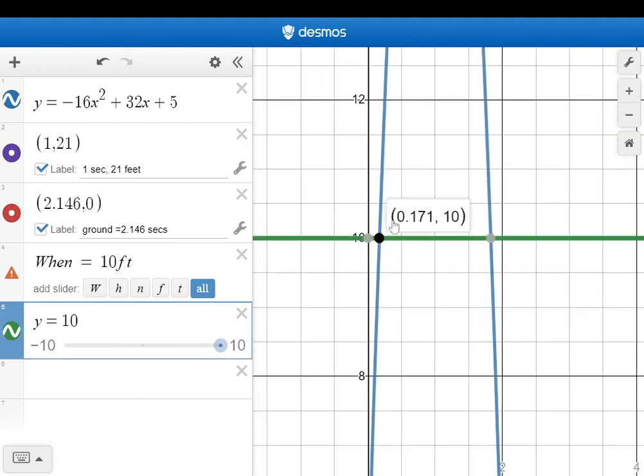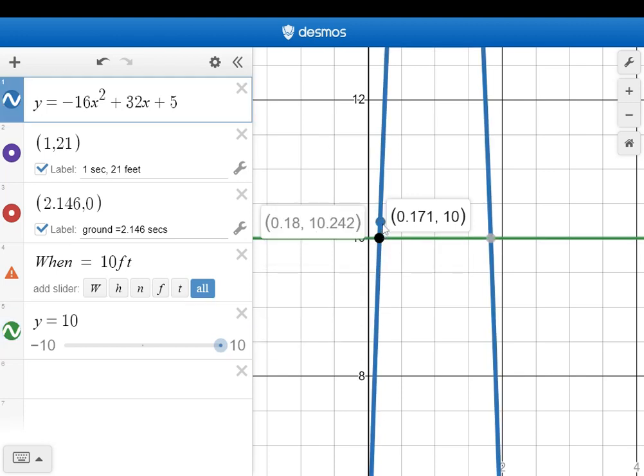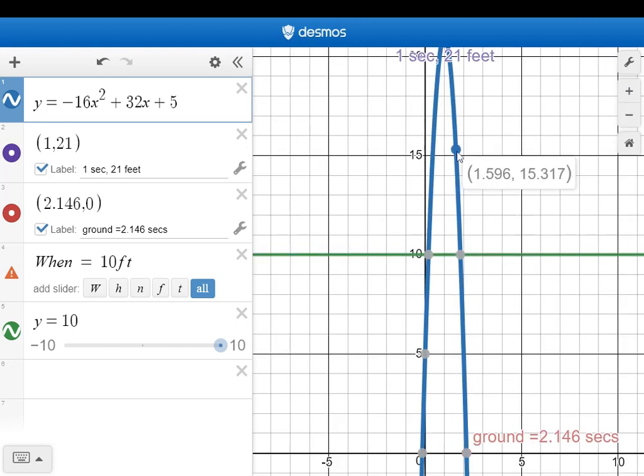That's because it reaches 10 feet on the way up. So our firework is increasing here. It reaches that 10 feet on the way up after 0.171 seconds. And then after it reaches the very top, it comes back down and reaches that 10 feet again after 1.8 seconds. So here we're reaching that 10 feet on the way down at 1.8 seconds. Obviously my y coordinate there is 10 because we want our height to be 10.